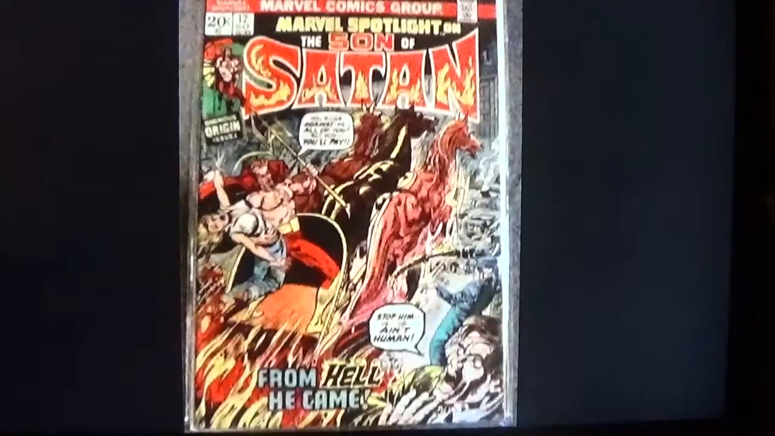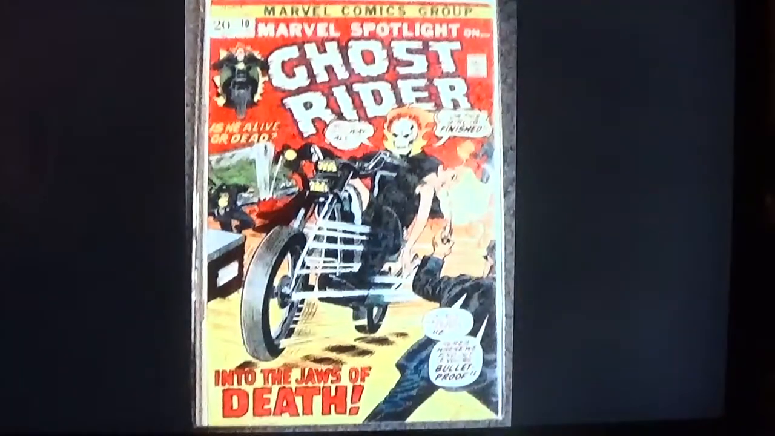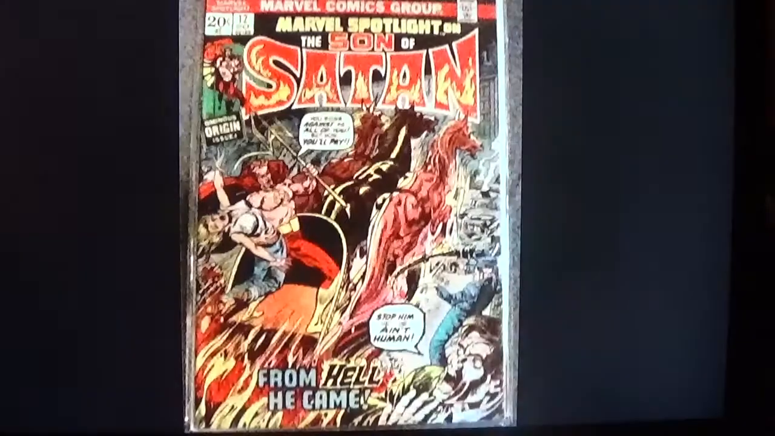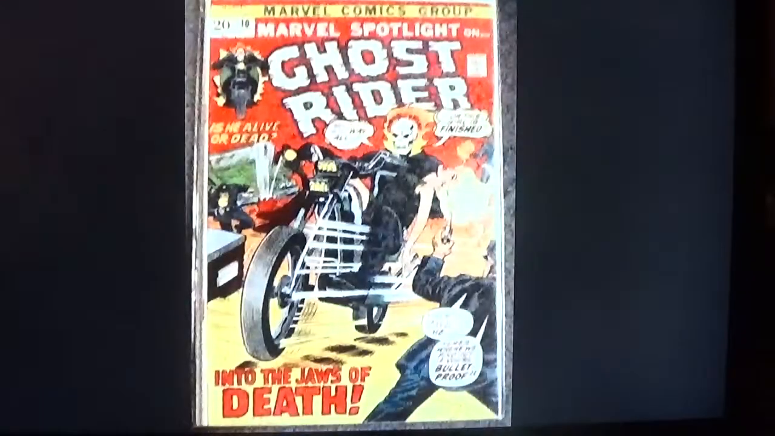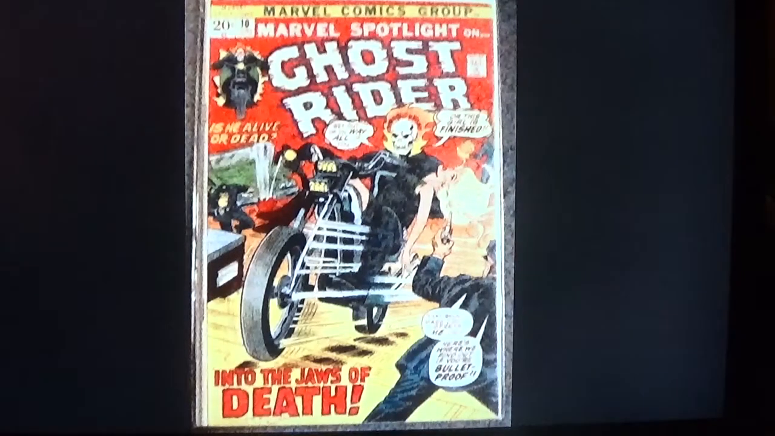Ghost Rider appeared in Marvel Spotlight number 5 in 1972. Marvel Spotlight at the time was a bi-monthly comic book that would showcase a hero for a few issues, and if the hero was successful enough, the hero would get his own book. Now obviously, the most popular comic book hero to ever come out of Marvel Spotlight was Ghost Rider. And he was popular enough to eventually get his own book.